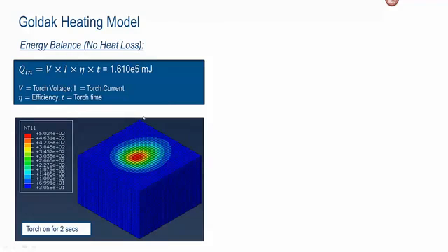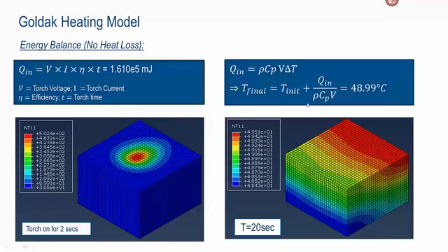So the first one that you see on the screen here is a simple, quick energy balance verification. You take a simple block of material and apply the heat flux using the Goldak model, and let it on for a certain period of time, in this case 2 seconds. You easily calculate the total input energy, and from the material properties, specific heat and volume, you can easily calculate what the delta T, or the temperature rise in the material, should be, and that's exactly what we recover after a steady state is reached.